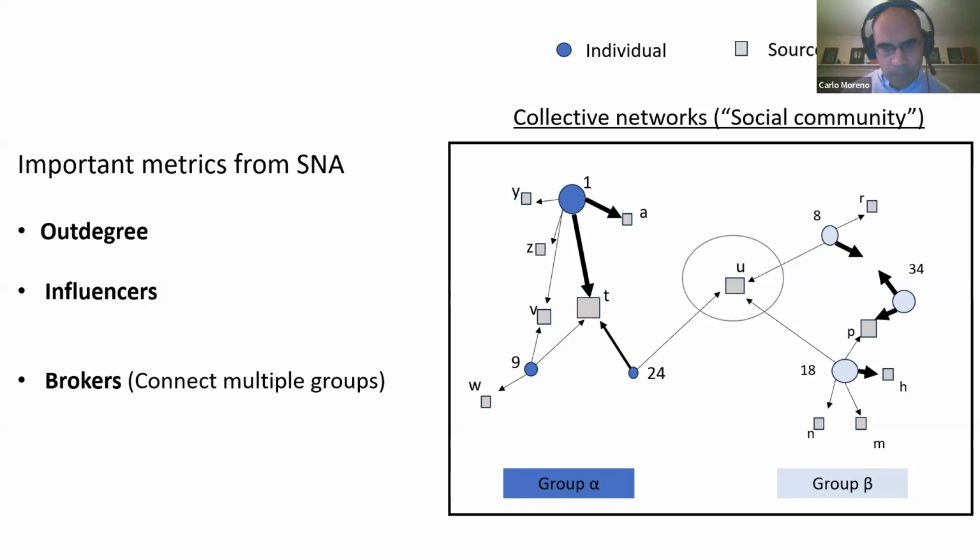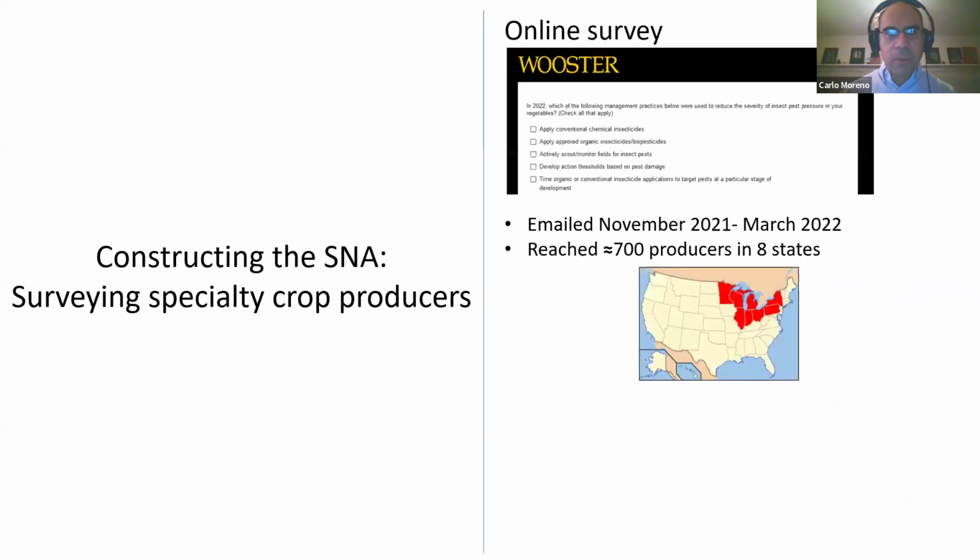Okay. So I've given you a little bit of a primer here on what social network analyses are. I want to move into what our methodology is and what our results were. So how did we construct the social network analysis? We were interested in looking at integrated pest management practices among specialty crop producers in the Midwest. So we developed an online survey through Qualtrics. This survey was sent out via growers lists and via conferences. I think we also included the link to the survey through our Twitter accounts. And in the end, we ended up reaching approximately 700 producers across 8 states in the Midwest, in this region that you can see here in red.